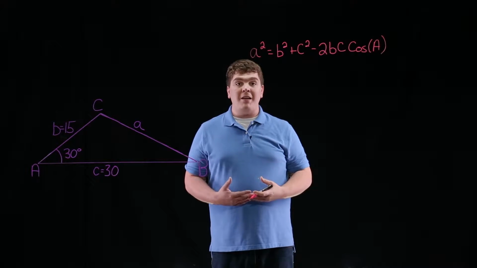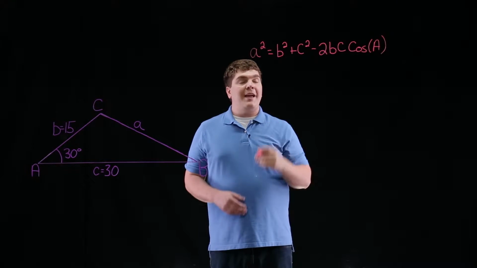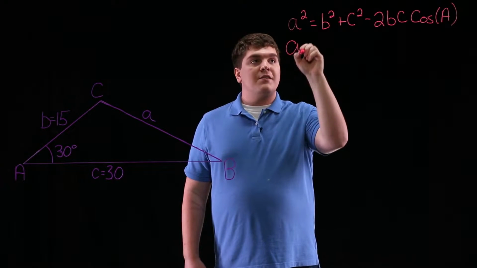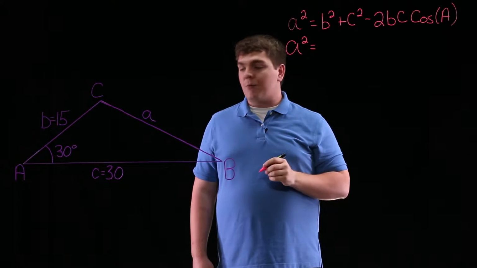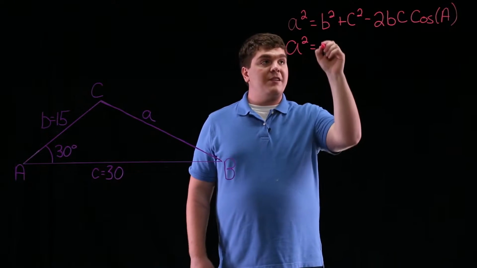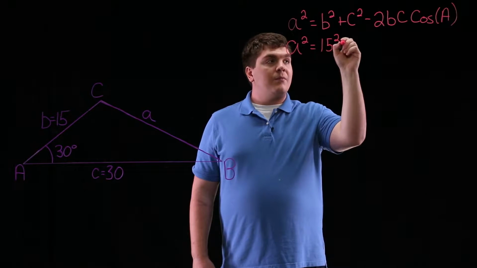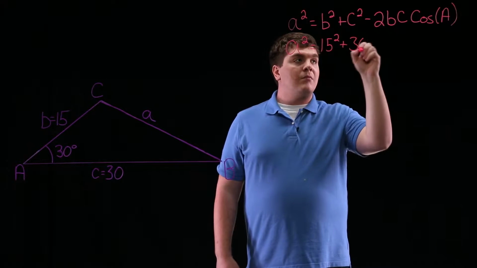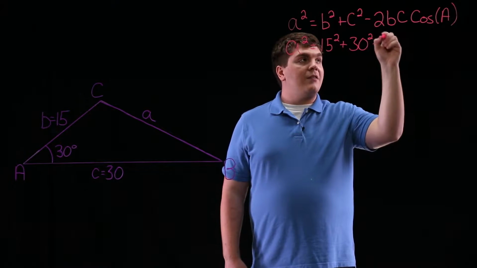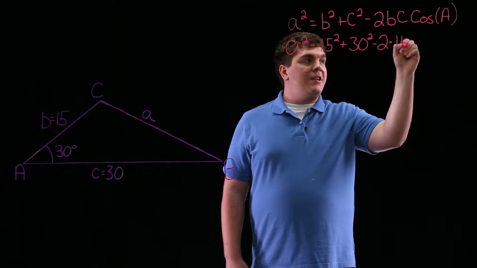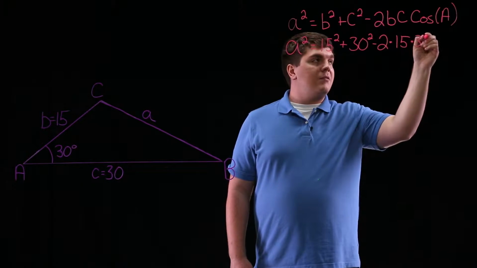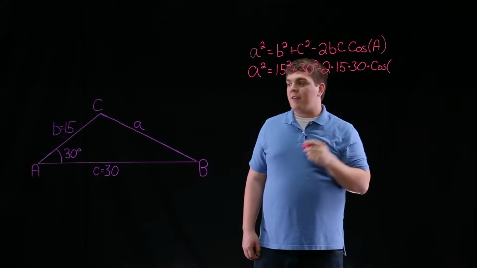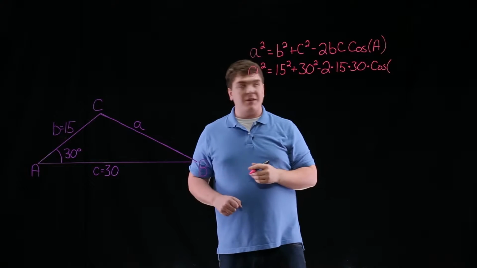Now, if we're going to try to solve for a, let's substitute our values for b and c and the angle A into this equation. This leaves us with a squared is equal to b squared, which is 15 squared, plus c squared, which is 30 squared, and we're subtracting 2 times 15 times 30 times the cosine of the angle A, which is 30 degrees.